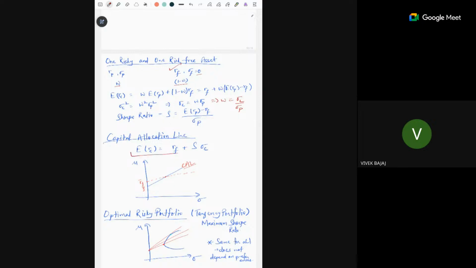So we can represent this line, and we call this line equivalent to the budget constraint which we got. The slope of the budget constraint is the Sharpe ratio, and these are the parameters. The y intercept is RF, and the slope is S, that is the Sharpe ratio.